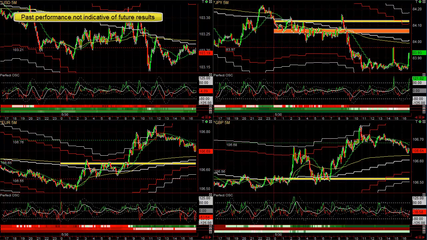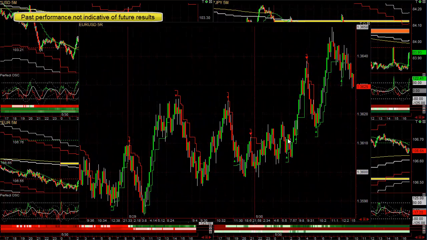Here's the euro, in case you're wondering how I did today. Small loss, 4 pip loss, 3 pip loss, and then we had about a 12 pip win, maybe 13 pip win, 20 something pip win, and break even.